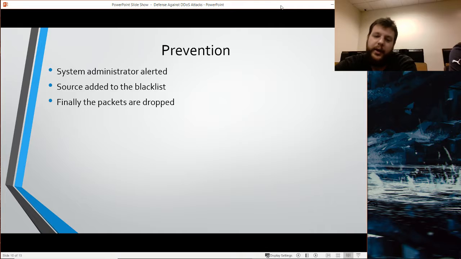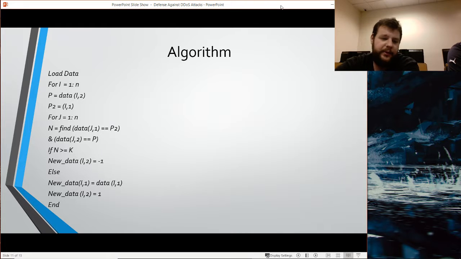Okay, and we have the prevention side of the story. The system administrator is alerted, then the source is added to the blacklist, and the packets are dropped. The following algorithm does the assignment. So in this case, if the assigned value is -1, the traffic is abnormal, and if the assigned value is 1, the traffic is normal.